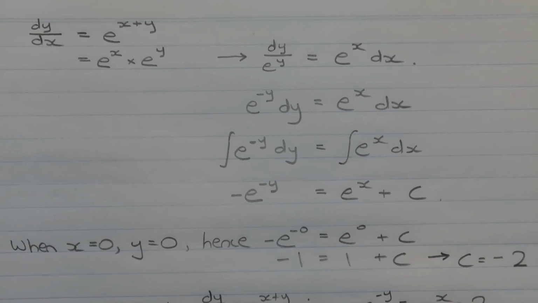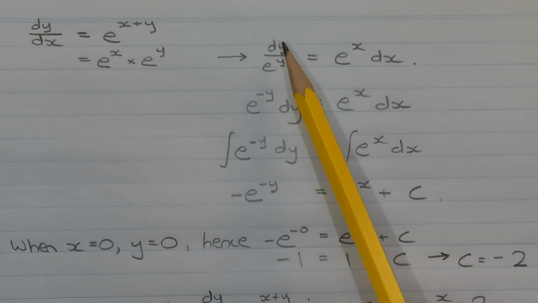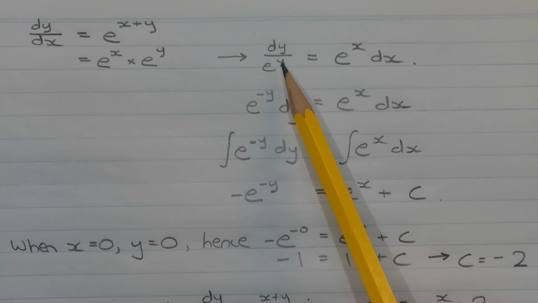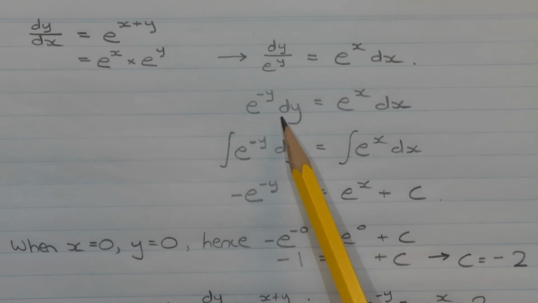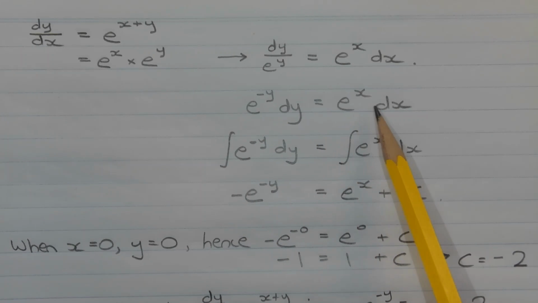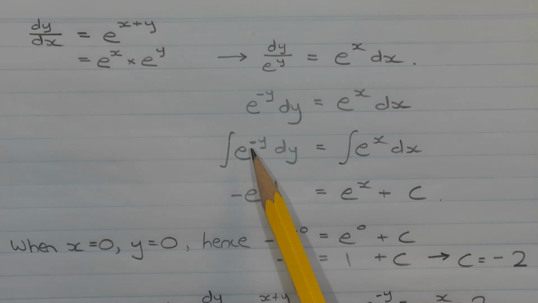Now applying separation of variables, we have dy over e to the power of y is equal to e to the power of x dx. Now dy over e to the power of y can be expressed using negative indices. So we have e to the power of negative y dy is equal to e to the power of x dx. Integrating both sides of this equation, we have the integral of e to the power of negative y dy is equal to the integral of e to the power of x dx.